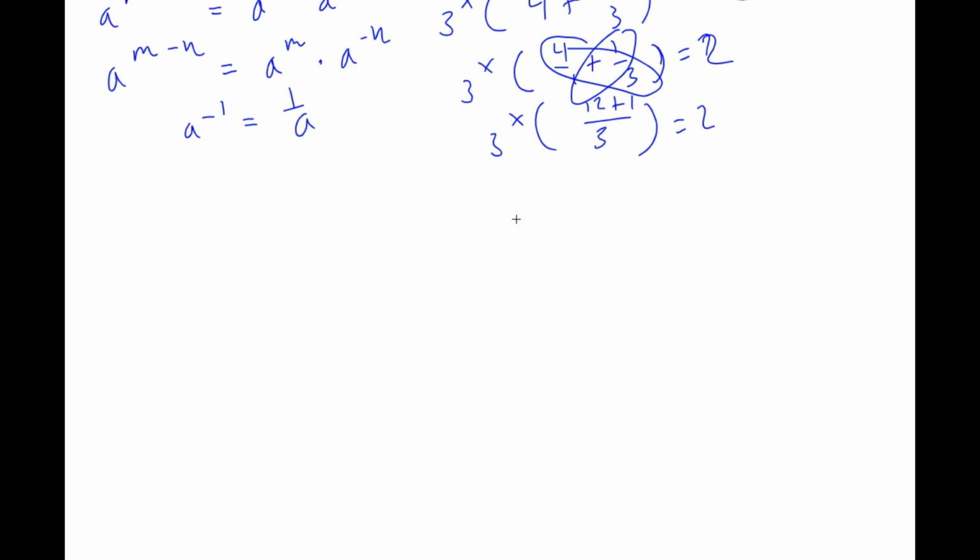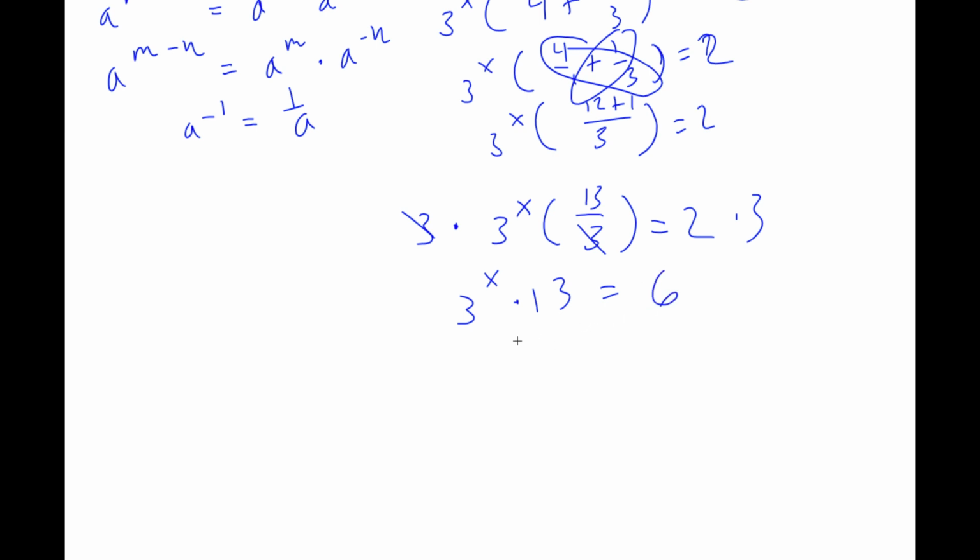Now 12 plus 1 is 13, so I have 3 to the power of x times 13 divided by 3 is equal to 2. So now I can simply multiply both sides by 3. So I have 3 times 3 to the power of x times 13 over 3 is equal to 2 times 3. So then these 3's will simply cancel out. So I will be left with 3 to the power of x times 13 is equal to 2 times 3, which is 6.